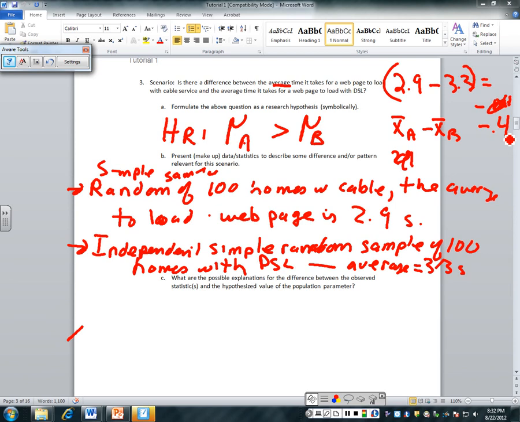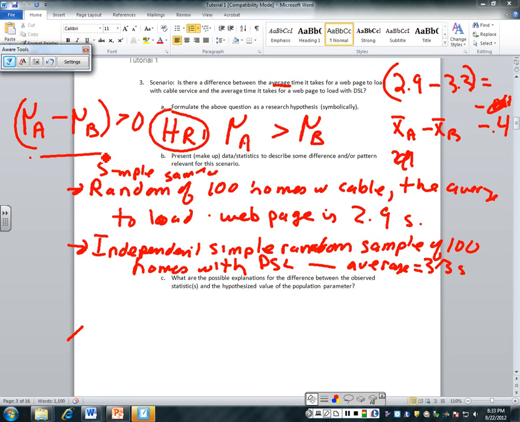I'm going to do one other thing right here just to make a point, and that is I'm going to rewrite this mu A greater than mu B as mu A minus mu B greater than zero. Those are equivalent statements. The advantage of writing it the first way is it's easier to think of mu A greater than mu B. But the advantage over here is that if mu A is greater than mu B, mu A minus mu B is greater than zero.